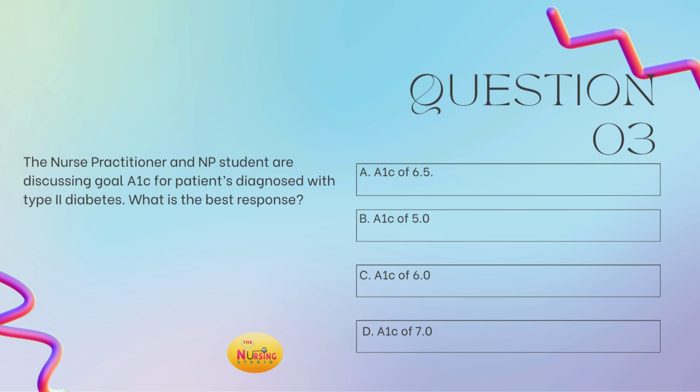And now you're probably like, what? Wait a minute, Brittany. But pay attention to what the question is asking you. It is saying, what is the goal for a patient who is already diagnosed with type 2 diabetes? And this is important, and this is why I like to incorporate questions like this.